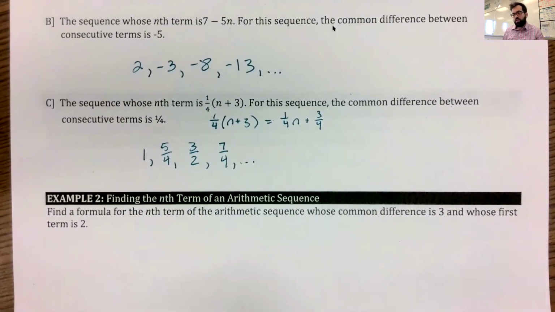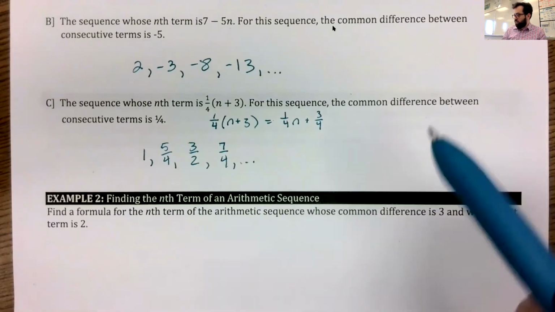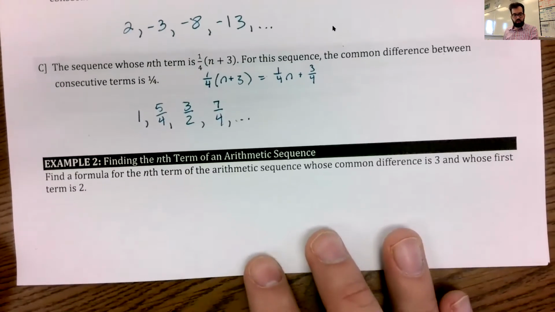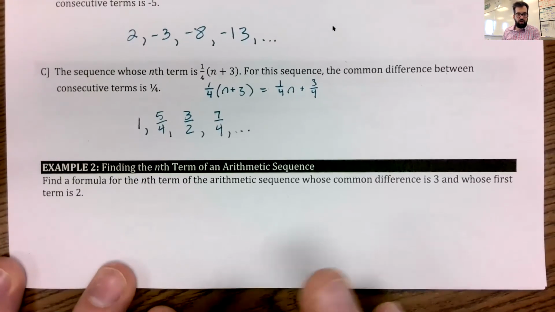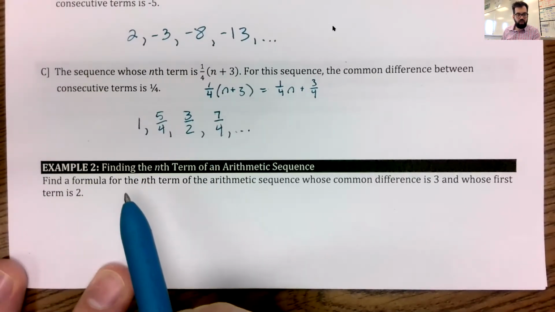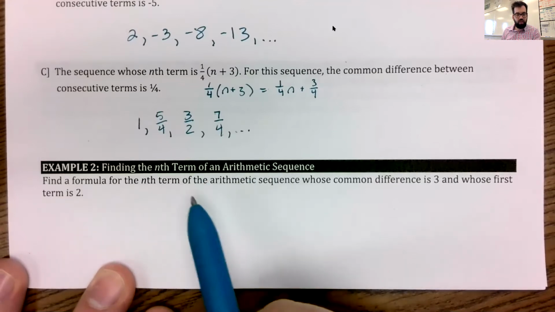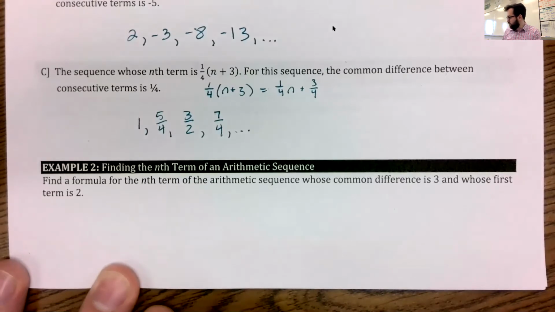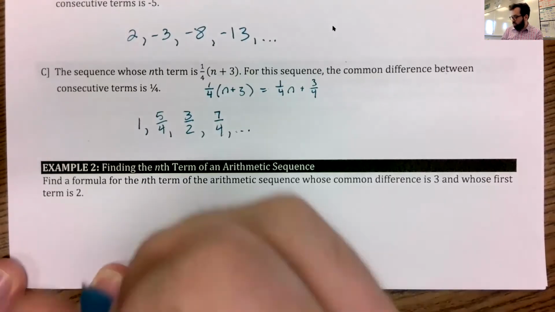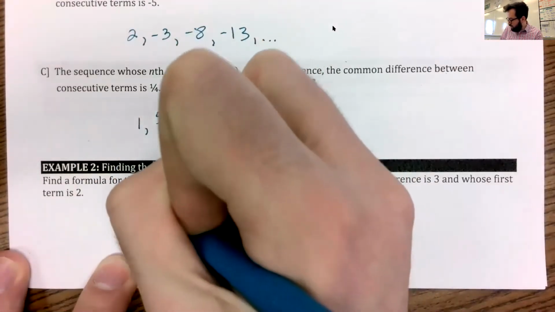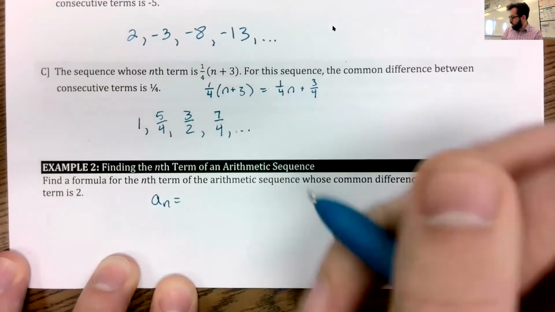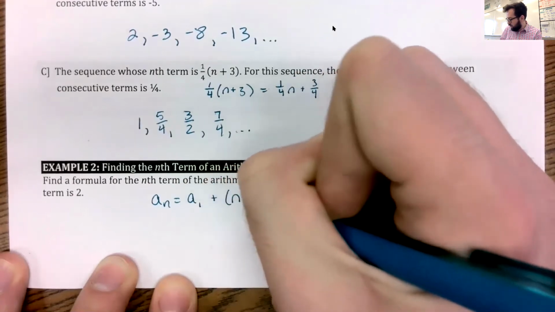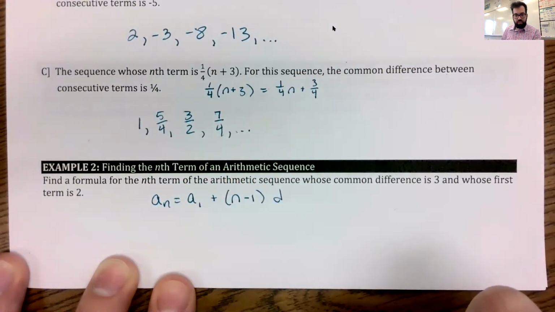All right. So there are some examples of arithmetic sequences. And that brings us to example 2. Finding the nth term of an arithmetic sequence. Find a formula for the nth term of the arithmetic sequence whose common difference is 3 and whose first term is 2. Well, the formula for the nth term of an arithmetic sequence is at the top of the page, and it's a sub n equals a sub 1 plus n minus 1 times d.